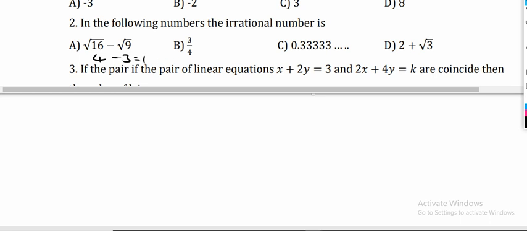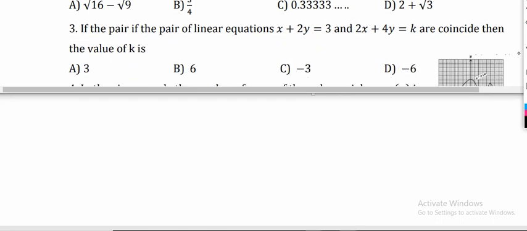And here 3 by 4 is also a rational number because it is written in the form of p by q. Here this can also be written in the form of p by q. This is also a rational number. But here root 3 is there, therefore option D is the irrational number. So then we move on to the next one.